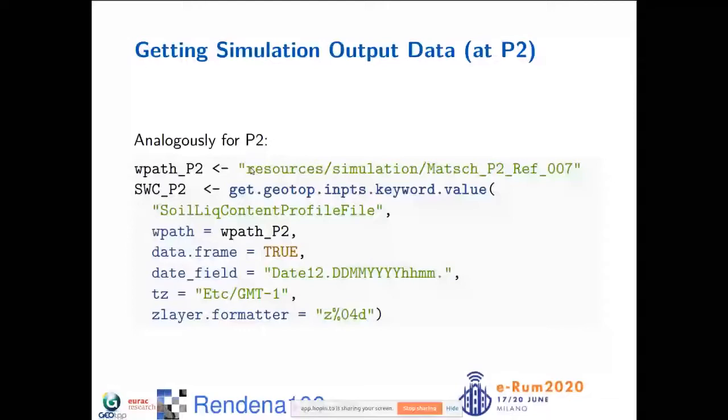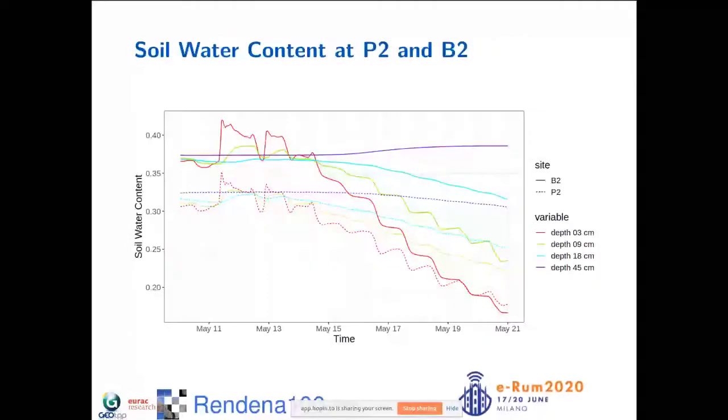We can do the same for the nearby point, which is called P2. Here is the working path for P2 and the soil water content related to this simulation, and you can briefly plot the soil water content patterns versus time for the case P2, simulated at different soil depths from 3 centimeters to about half a meter.